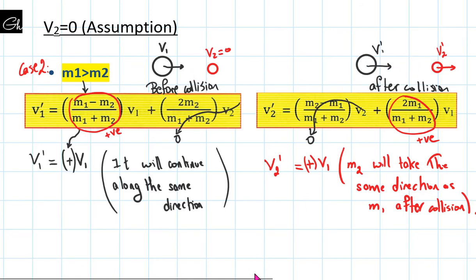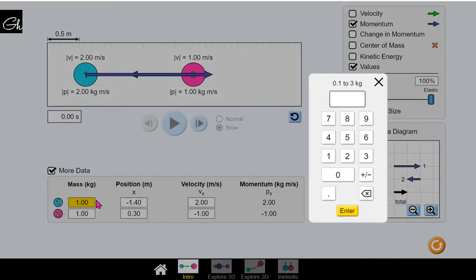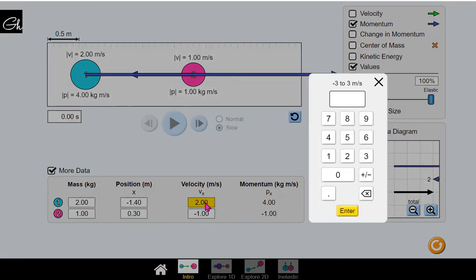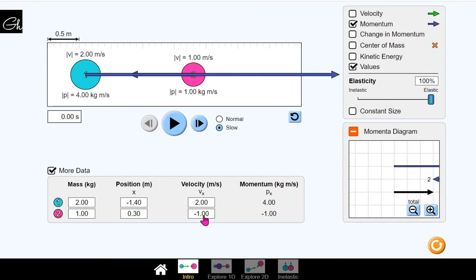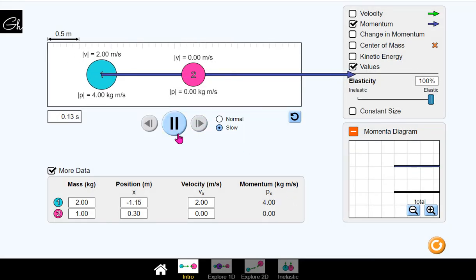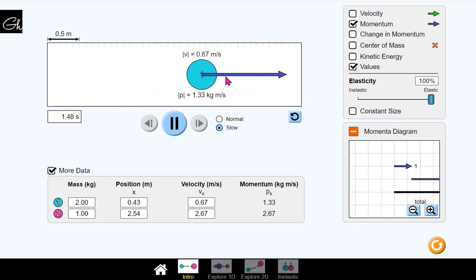Let's prove this. Here we have the first particle with a mass of 2 kilograms. One of the particles is bigger than the other, and initially we provide this particle with a speed of 2, and this particle is assumed at rest. So as you can see in this case, after collision, both particles will be moving along the positive direction.